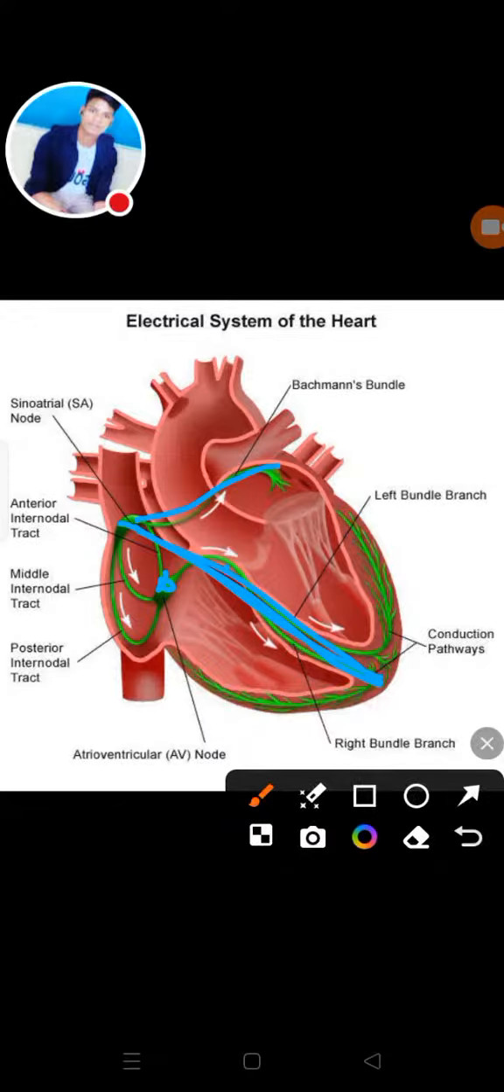Sir, please tell the structure and function of the heart. I already told you the structure and function of the heart. First I discussed the structure of the heart: what parts are there, the left atrium, what arteries, what veins, what valves are present, what septum is present inside the heart. Everything I told you at the very beginning.